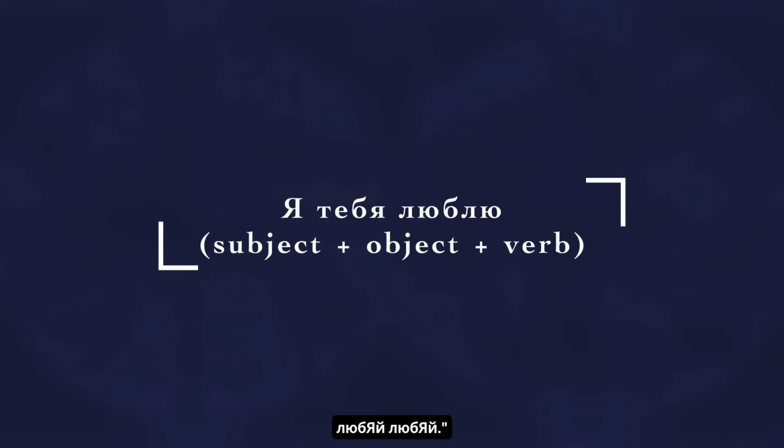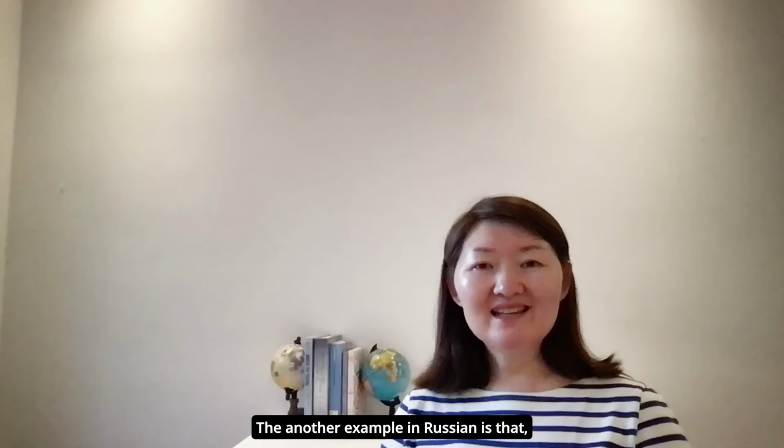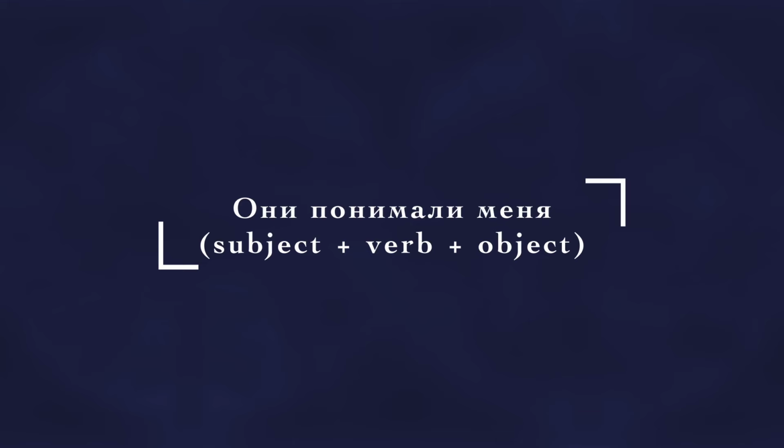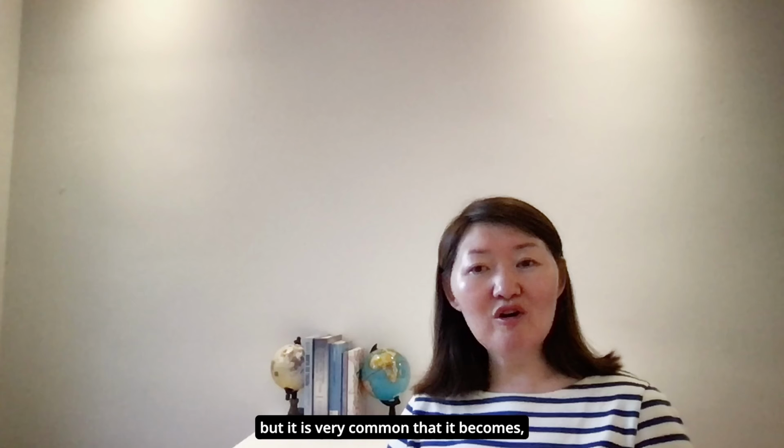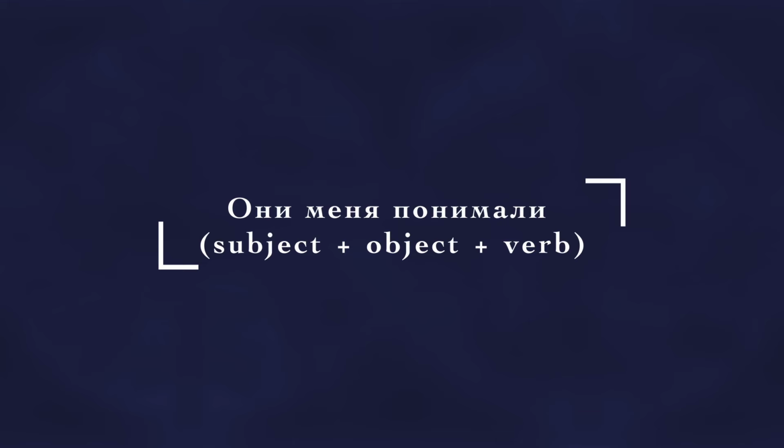In other words, "I you love": subject, object, verb. Another example in Russian is "Они понимали меня", which is the conventional Russian syntax structure, but it is very common that it becomes "они меня понимали", which means "they me understood": subject, object, verb.